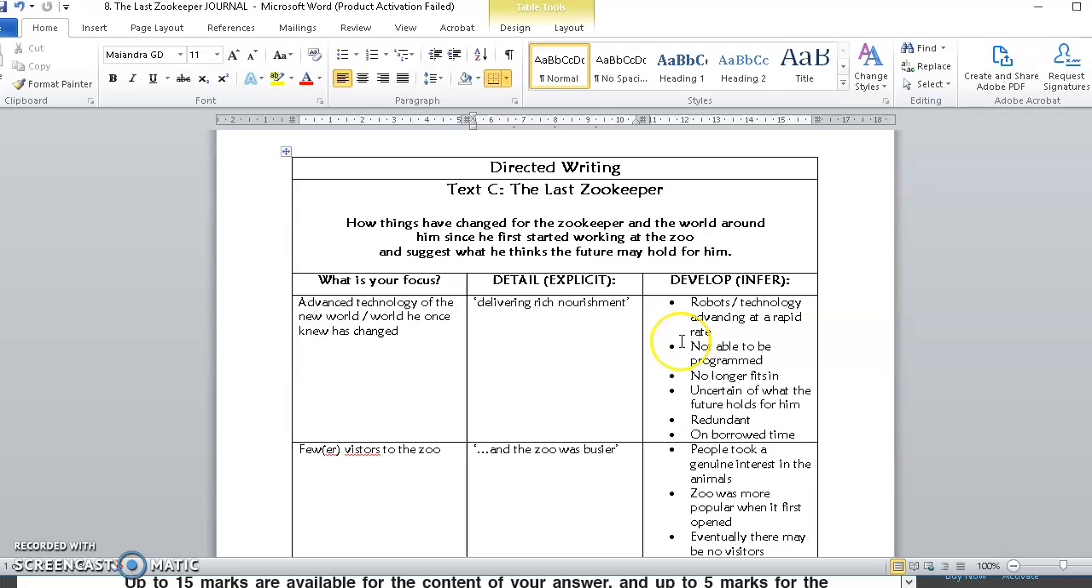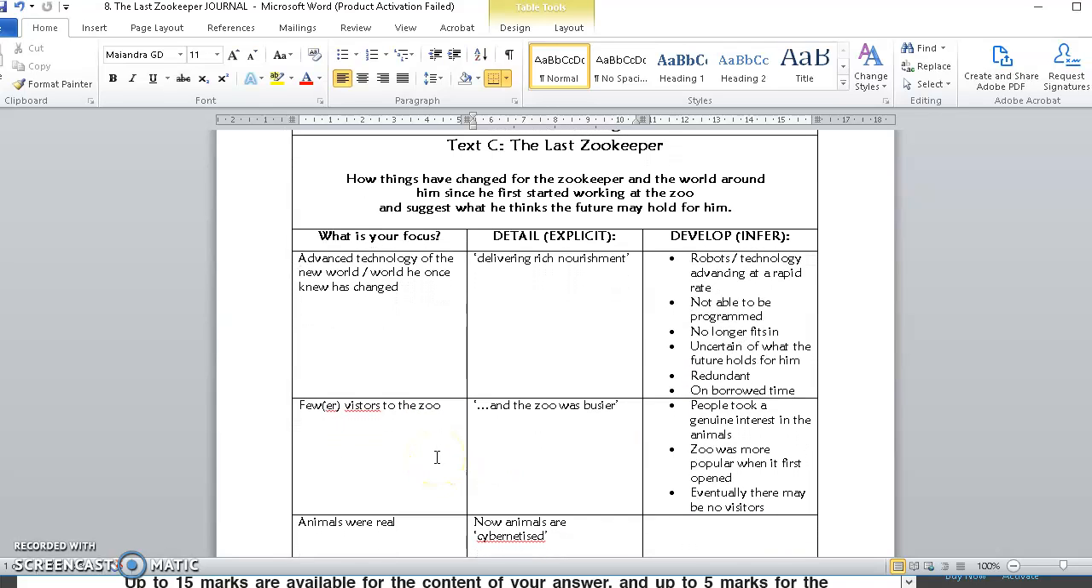The zookeeper is, for whatever reason, not able to be programmed himself. Maybe he feels like he no longer fits in. He feels like he's somewhat of an outcast. Perhaps he's on borrowed time. He's in ill health anyway. He doesn't have long at the zoo that he's worked at for all of his life, and maybe there's this sense of him feeling as though his position is somewhat redundant.